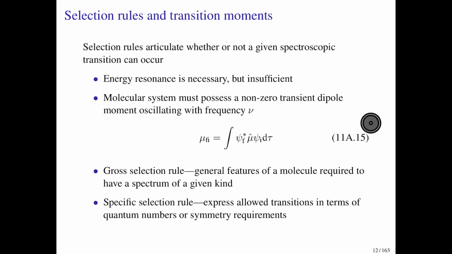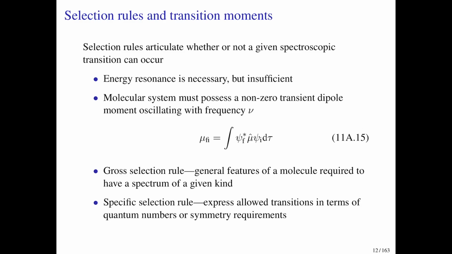Okay, so this next subtopic here involves the selection rules of spectroscopy. We've talked about selection rules previously in the context of atomic spectroscopy. We're going to talk about selection rules for each of the molecular spectroscopies that we look at, and so at this point it's a good idea to just review a couple of features of selection rules. So first of all, what selection rules do is they articulate whether or not a given transition can occur.